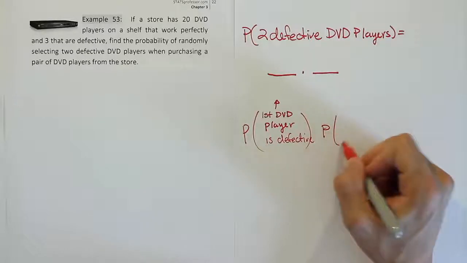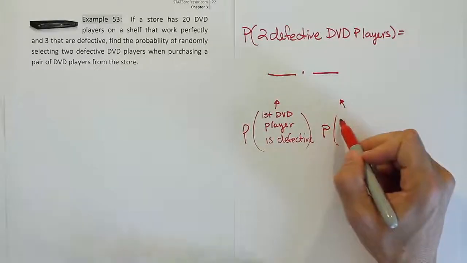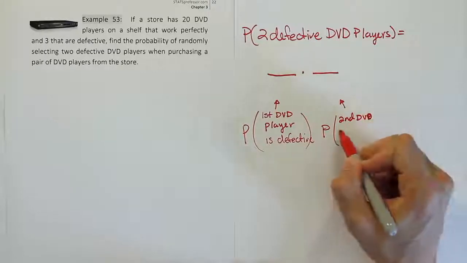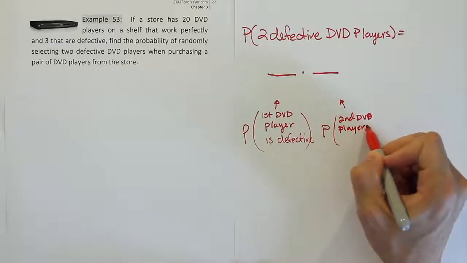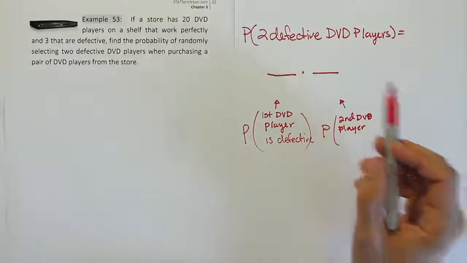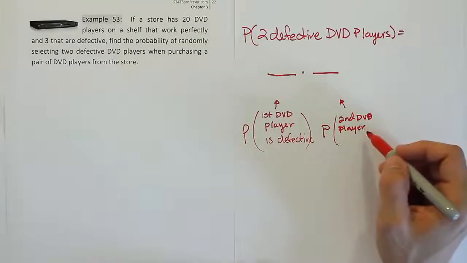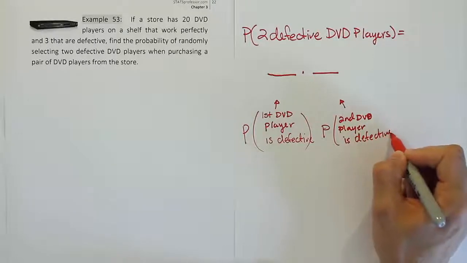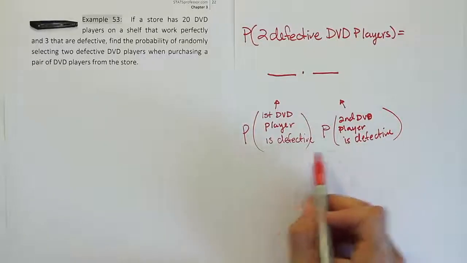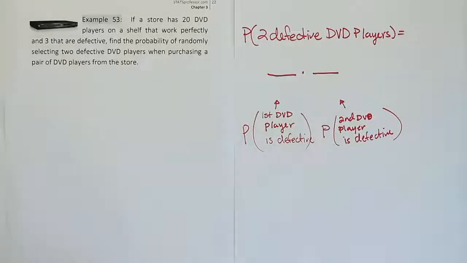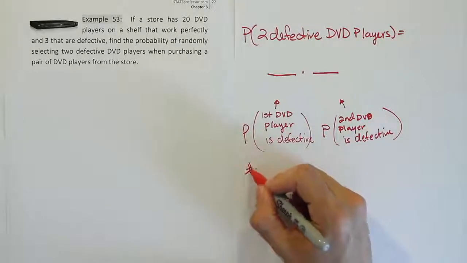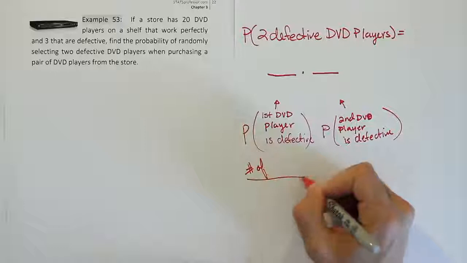This space is going to be the probability that, obviously, it's the second DVD player, right? So second DVD player. And what do we want to have happen here? Well, we want it to be defective, right? So second DVD player is defective, right? But when we go to write out the probabilities here, I'm going to do something a little different. I'm going to do the number of over total for both of these in detail. So number of over total, right?